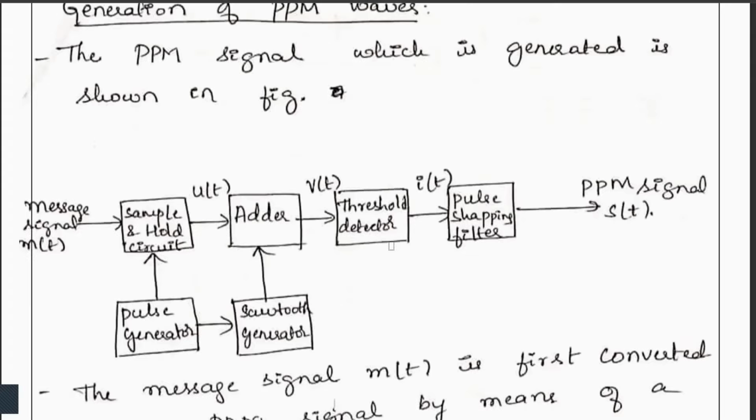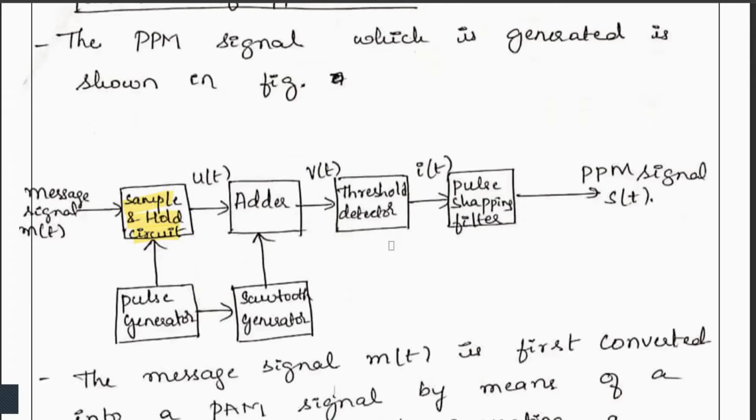The message signal is given to the sample and hold circuit, which is sent to the adder. Along with this, we are providing a pulse generator and a sawtooth generator. It is next sent to the threshold detector. From there, it forms i of t, and the pulse shaping filter is formed. Finally, we get the PPM signal as s of t.